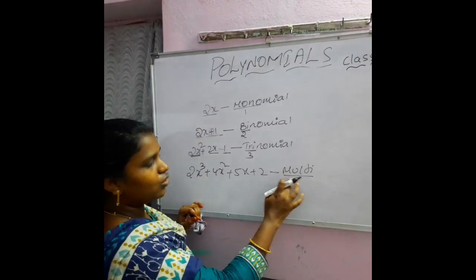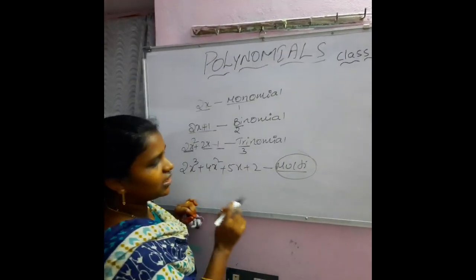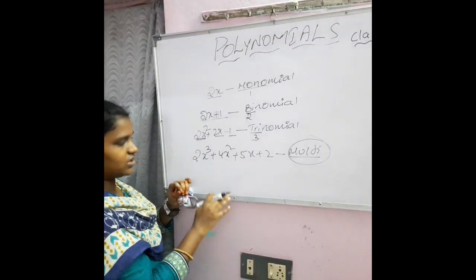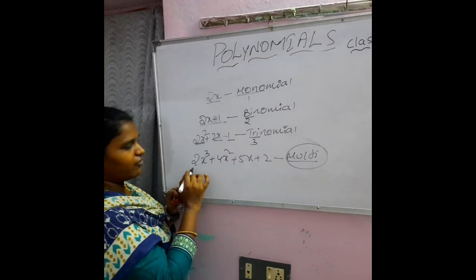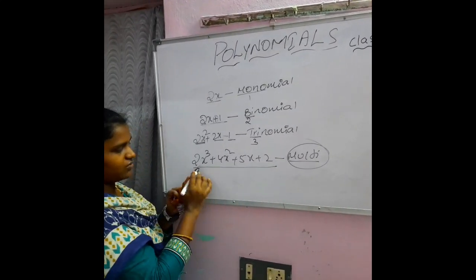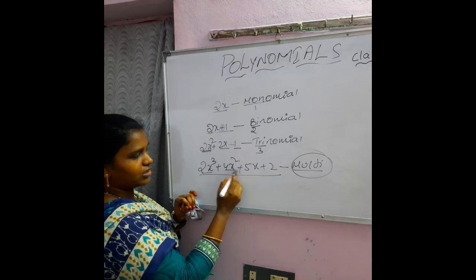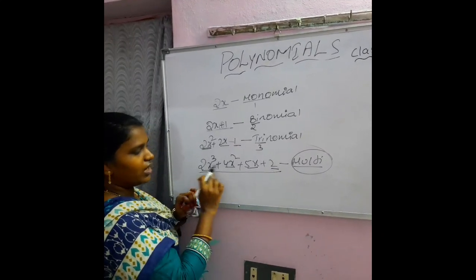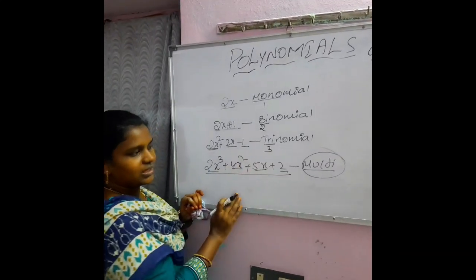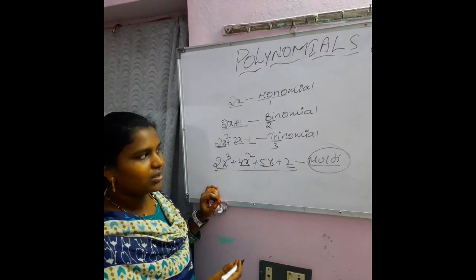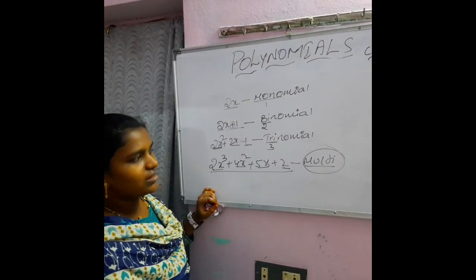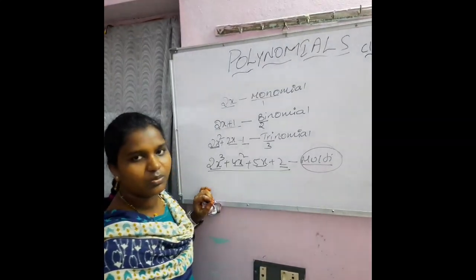And in the multinomial, more than 3 terms are called multinomials, that is 2x cube plus 4x square plus 5x plus 2. If you had seen in this expression, we are having 2x cube, 4x square, 5x and 2. We are having more than 3 terms, so it is called a multinomial. Not only 3 terms, more than 3 terms are called multinomials.